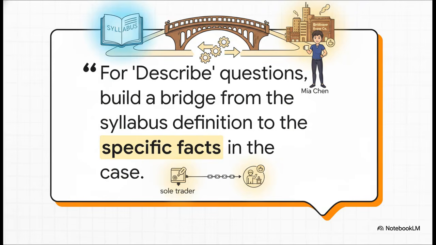Right on. Now, for the describe questions, I want you to picture this. You're building a bridge. On one side of the river, you have your textbook syllabus definition, like what a sole trader is. On the other side, you have the specific facts from the case study. Your job is to build that bridge and connect them. So you'd say something like, a sole trader is defined as X, and we can see this in the case study because Mia Chen at Brisbane Brew Co. has complete control over all decisions. You're literally building that connection for the marker.